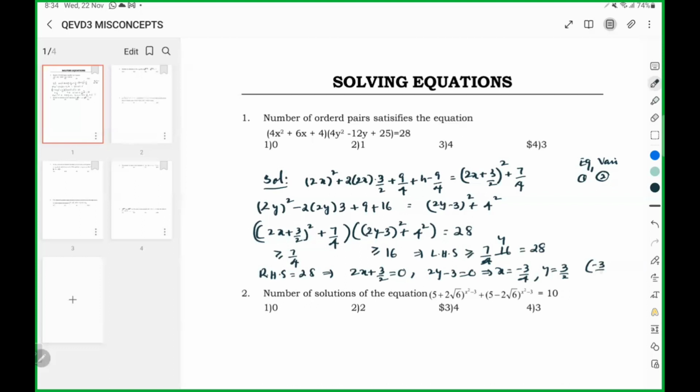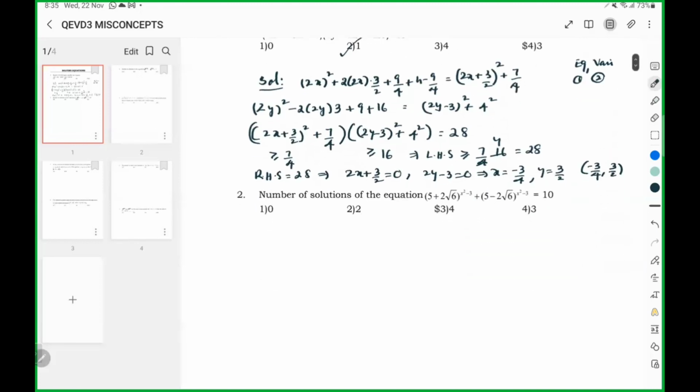So you have one x, one y. There are not two solutions, it is a unique solution. The number of solutions is 1.